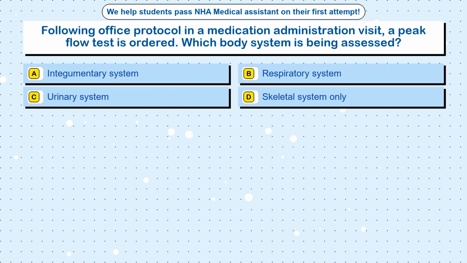Question 100. Following office protocol in a medication administration visit, a peak flow test is ordered. Which body system is being assessed? Option A, integumentary system. Option B, respiratory system. Option C, urinary system. Option D, skeletal system only.